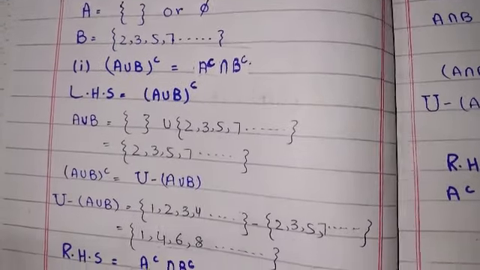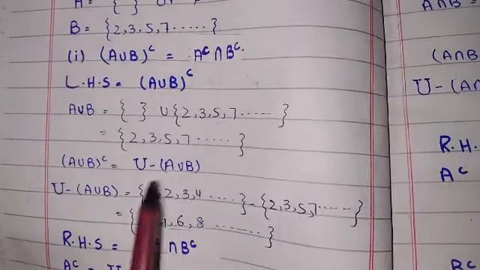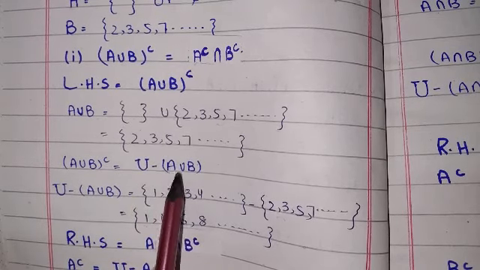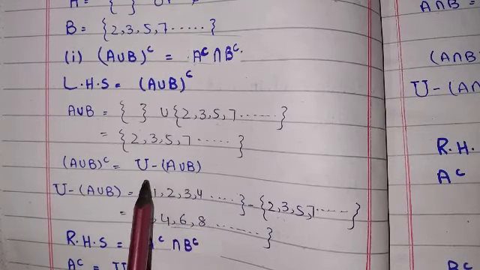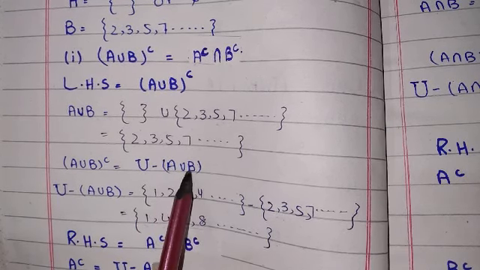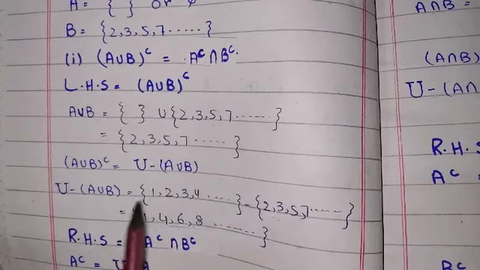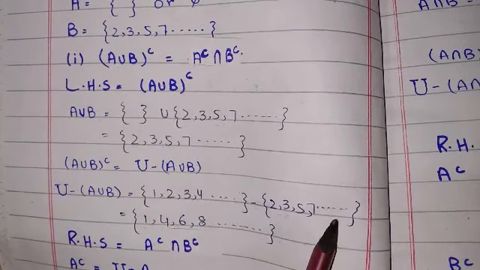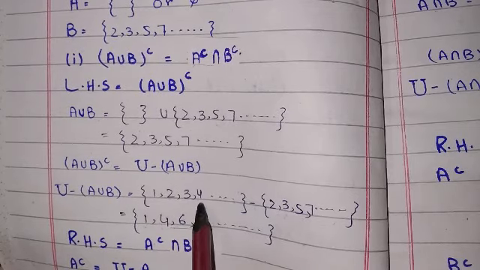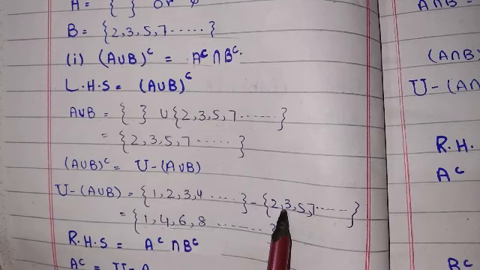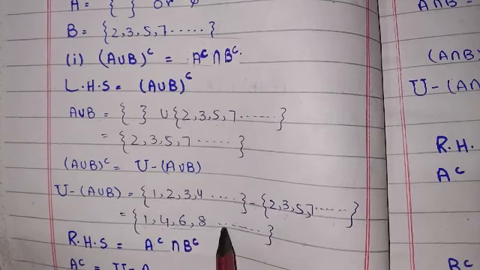Now students, we will find out the complement of A union B. So it means universal set minus A union B. It means you will subtract the A union B resultant set from the universal set. Here is our universal set, minus our A union B resultant set. The elements which are present in the universal set but not in the A union B set will be written in the answer.